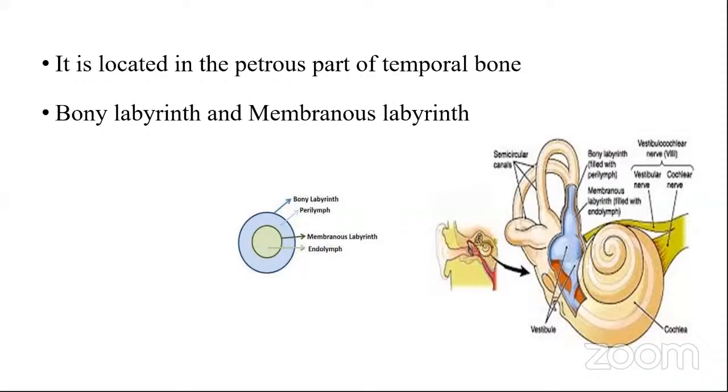And you can see the snail-shaped structure, that is the cochlea. You have already studied the structure of the cochlea, and it is concerned with hearing. And also you can see the vestibule. So vestibule is the bony part. And the vestibulocochlear nerve, that is the 8th cranial nerve. And you can see the vestibulocochlear nerve supplying the vestibular apparatus.